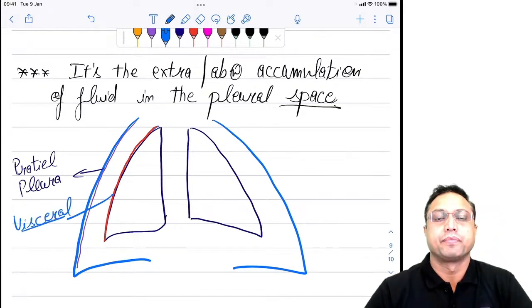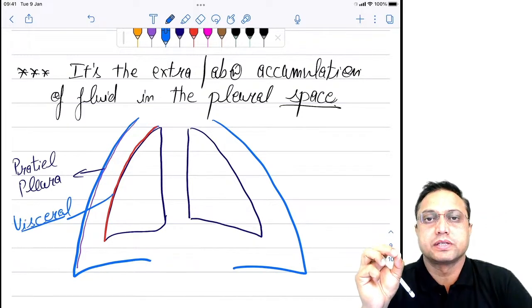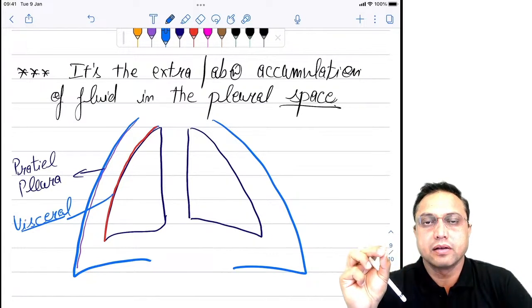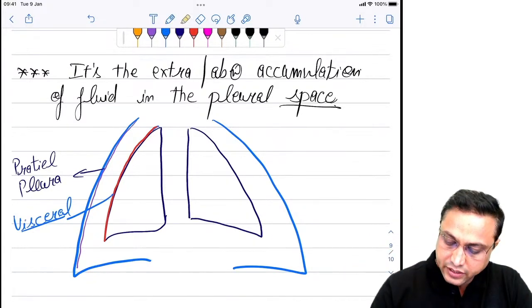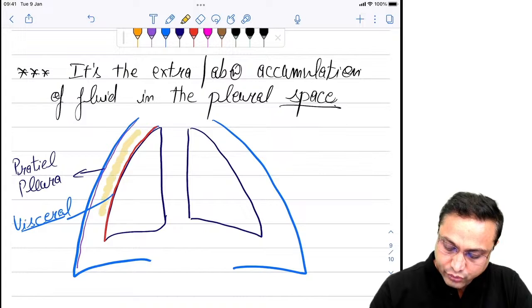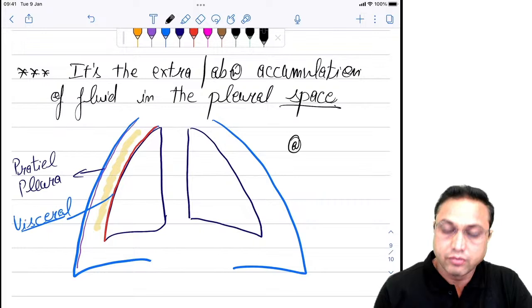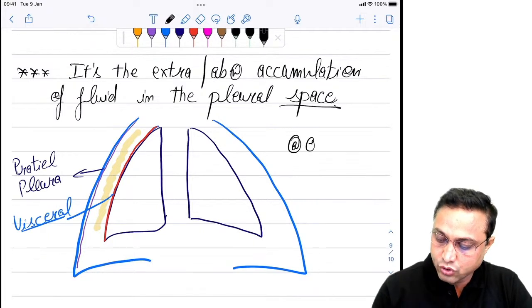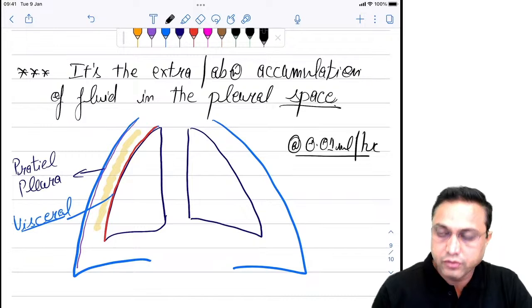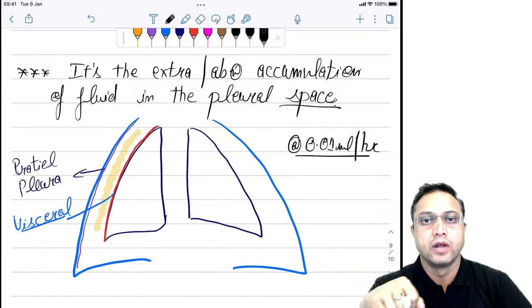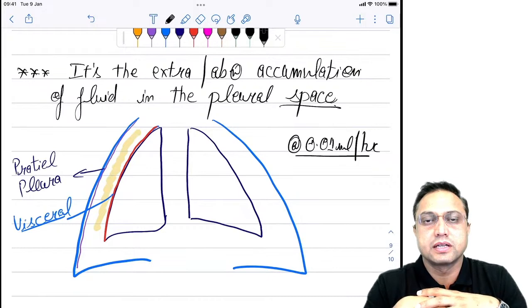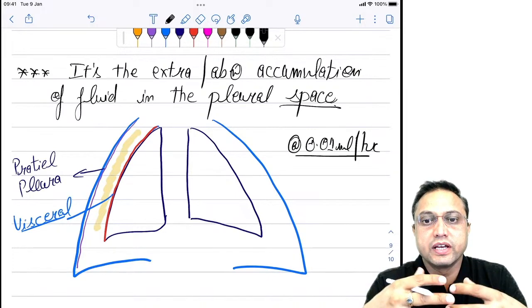Now in between these two spaces, between the parietal pleura and the visceral pleura, there is continuously a flow of fluid. How much, beta? Continuously there is a flow of fluid at the rate of 0.01 ml per hour. This is the normal fluid which is going through these spaces. Now put your pens down and understand the concept. Why is this fluid running in these spaces?